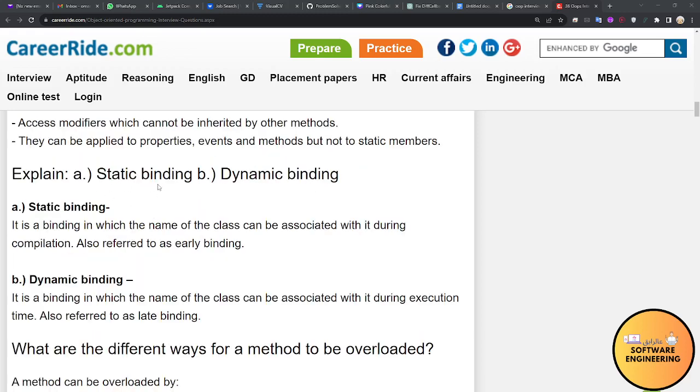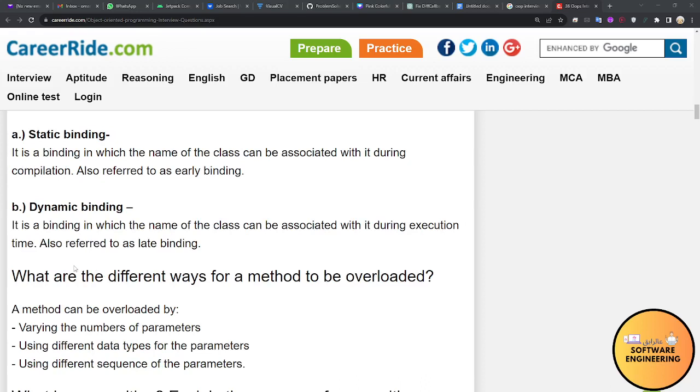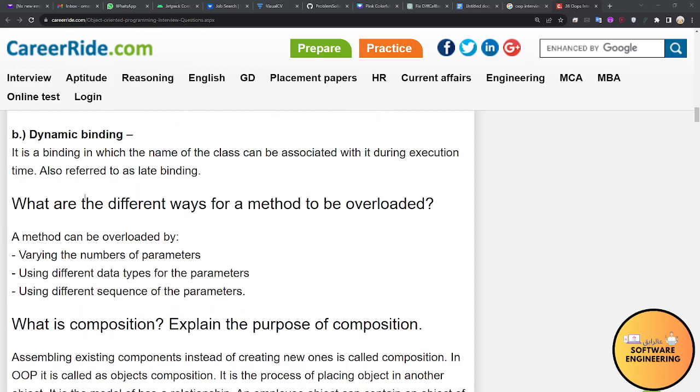Explain the static binding with a dynamic binding. A static binding, it is a binding in which the name of the class can be associated with it during compilation, also referred to as early binding. A dynamic binding, it is a binding in which the name of the class can be associated with it during execution time, also referred to as late binding. والstatic binding مثال عليه ال overload، والdynamic binding مثال عليه ال override.